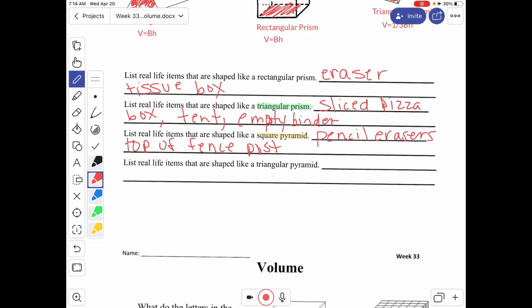What about a triangular pyramid? Maybe a caution sign, caution, wet floor. You know, those little tents that they pop up in the hallway to let you know that the floor is wet.